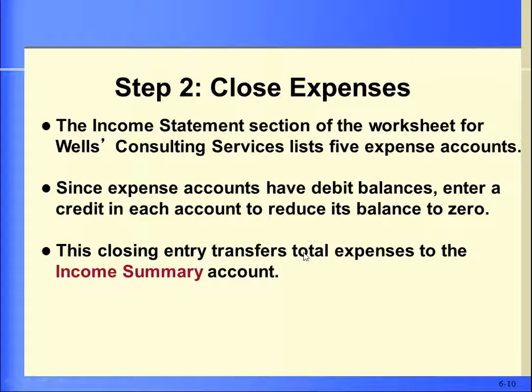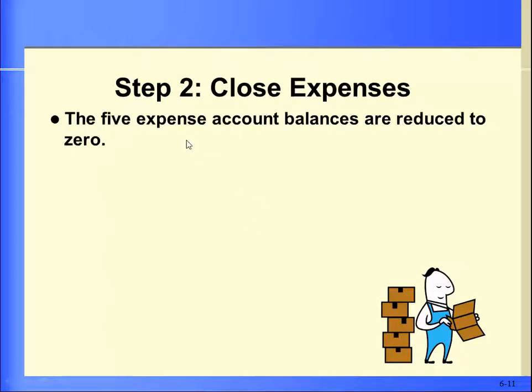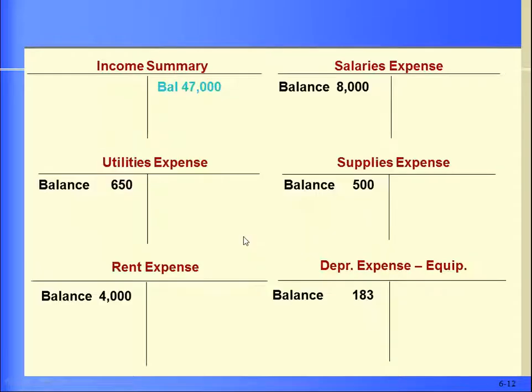So the closing entry transfers total expenses to the income summary account. So here's an example. Five expense account balances are reduced to 0. So the total of those expenses was $13,333. So all of that got transferred to the income summary again, which is a temporary equity account.